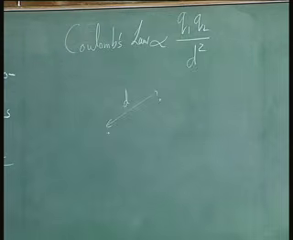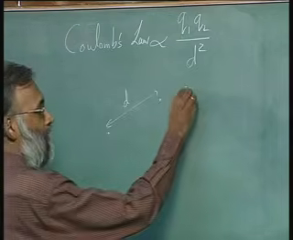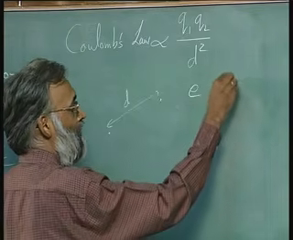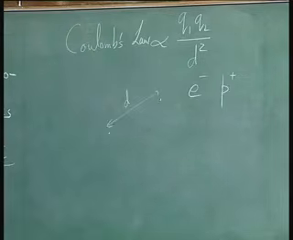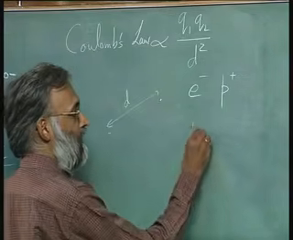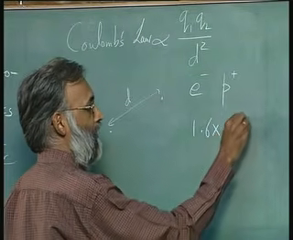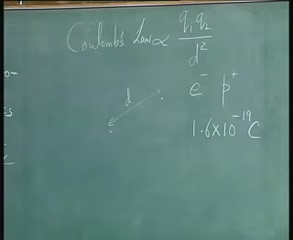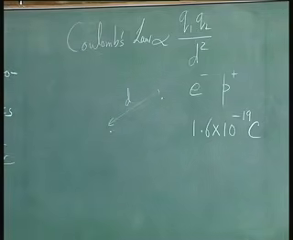You also know that the smallest charge you can find is the charge of the electron and the proton. The proton is positive, the electron is negative. The amount of charge that an electron or a proton has is 1.6 into 10 to the minus 19 coulombs. The unit of charge has been named after Professor Coulomb himself.